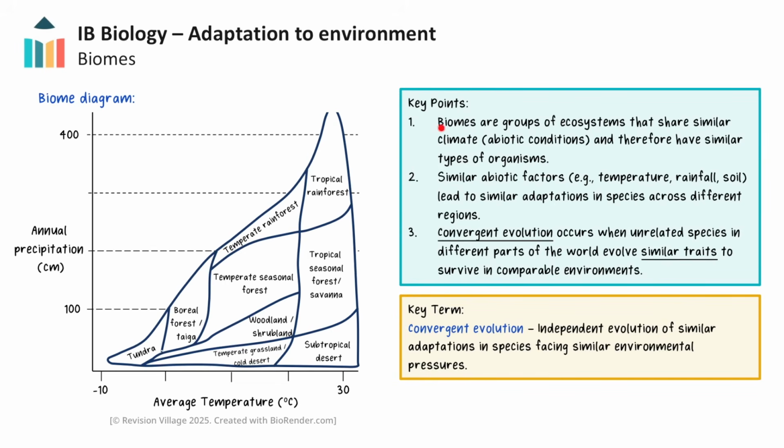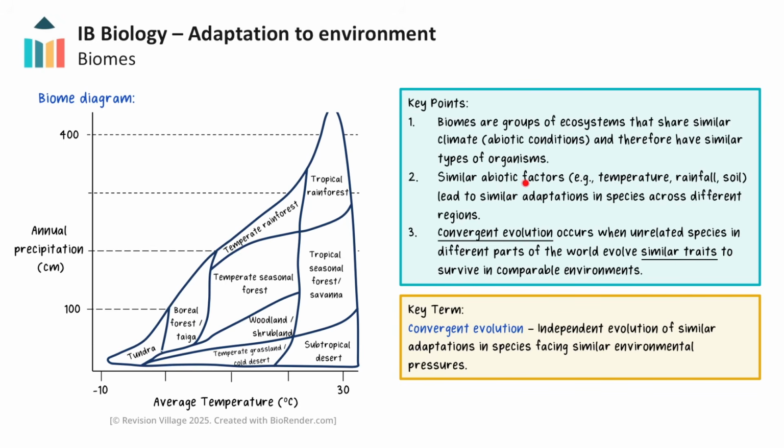A biome is a group of ecosystems that share the same abiotic conditions and, therefore, contain organisms with similar adaptations. This means that even though biomes may be found on opposite sides of the planet, they can still look and function in remarkably similar ways.